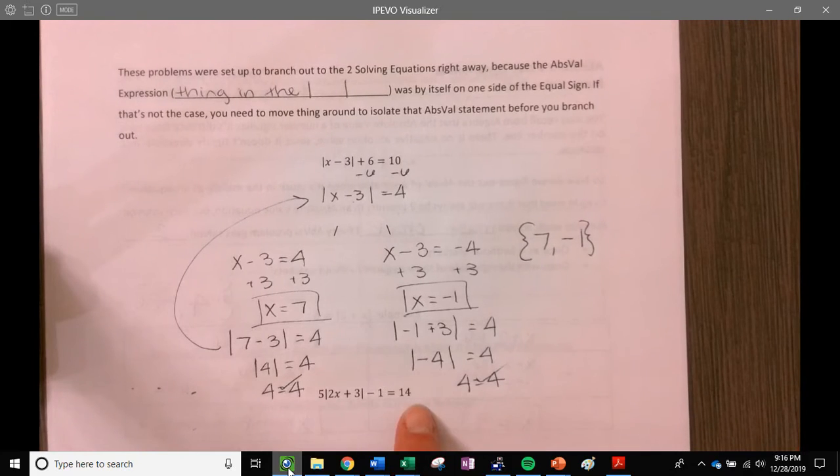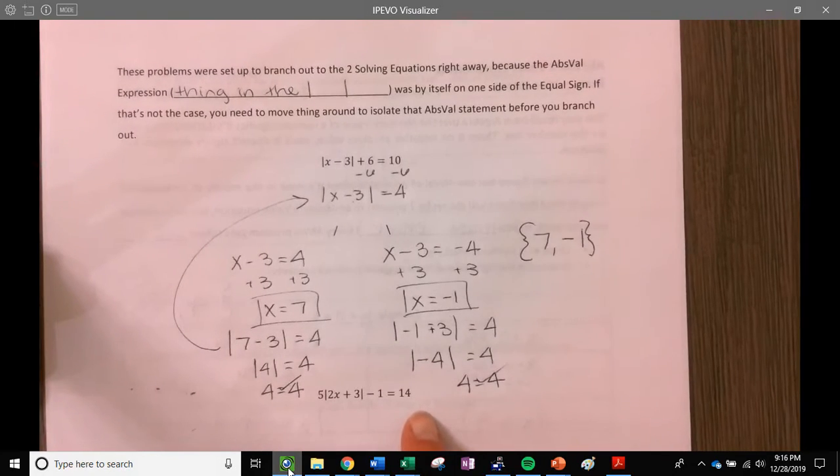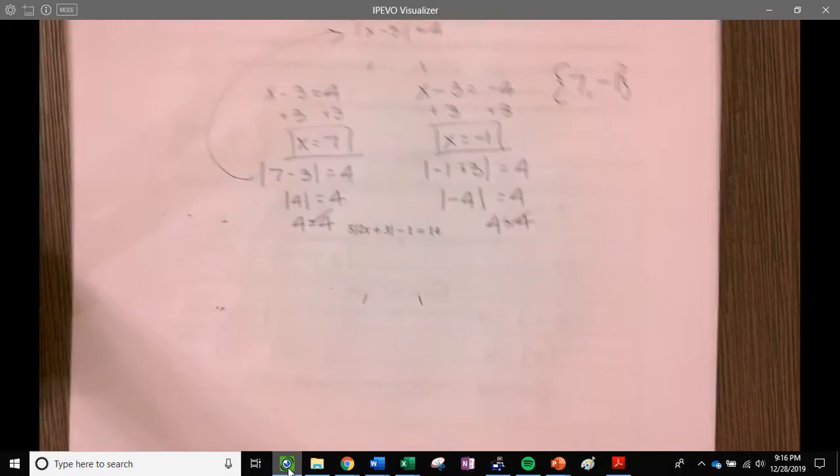Awesome. Let's try this last one. We got a couple things we're going to do here first. Okay. Let me give us some room.